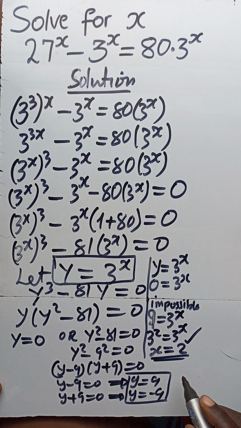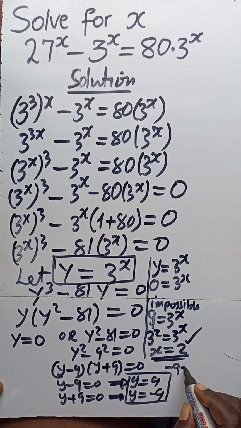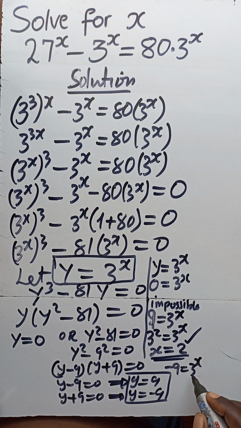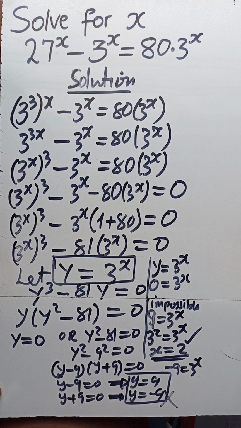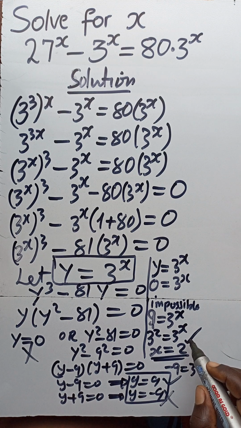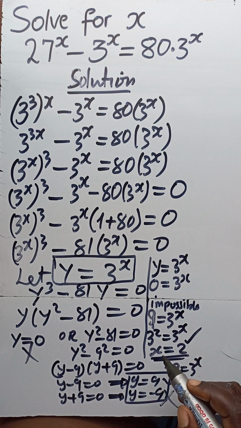And then the last one, negative 9 equals 3 to the x, is also impossible because there's no index expression whose base is positive that will give us a negative value. Hence, this other value for y is excluded. This one is excluded, and this is the only right value for y. And this right value for y has given us the only right value for x, which is 2. Okay?